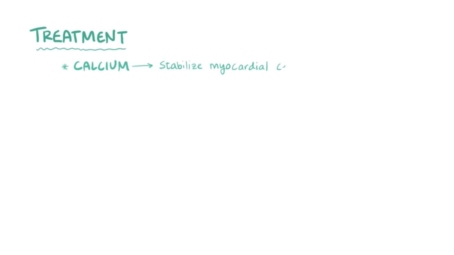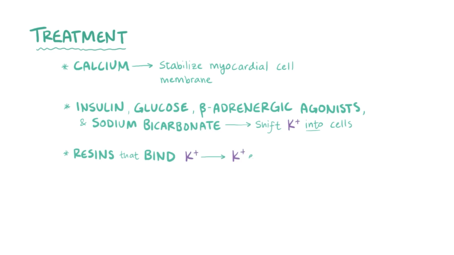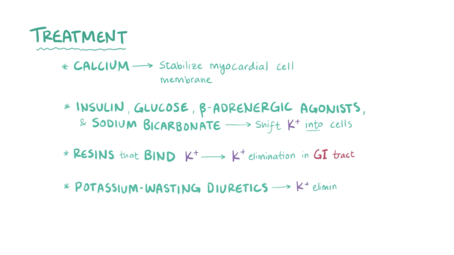With severe hyperkalemia, treatment might be done by using calcium to stabilize the myocardial cell membrane, using insulin, glucose, beta-adrenergic agonists, and sodium bicarbonate to shift potassium into the intracellular space, using resins that bind potassium to promote potassium elimination in the gastrointestinal tract, using potassium-wasting diuretics to promote potassium elimination in the kidneys, and in severe cases, dialysis.